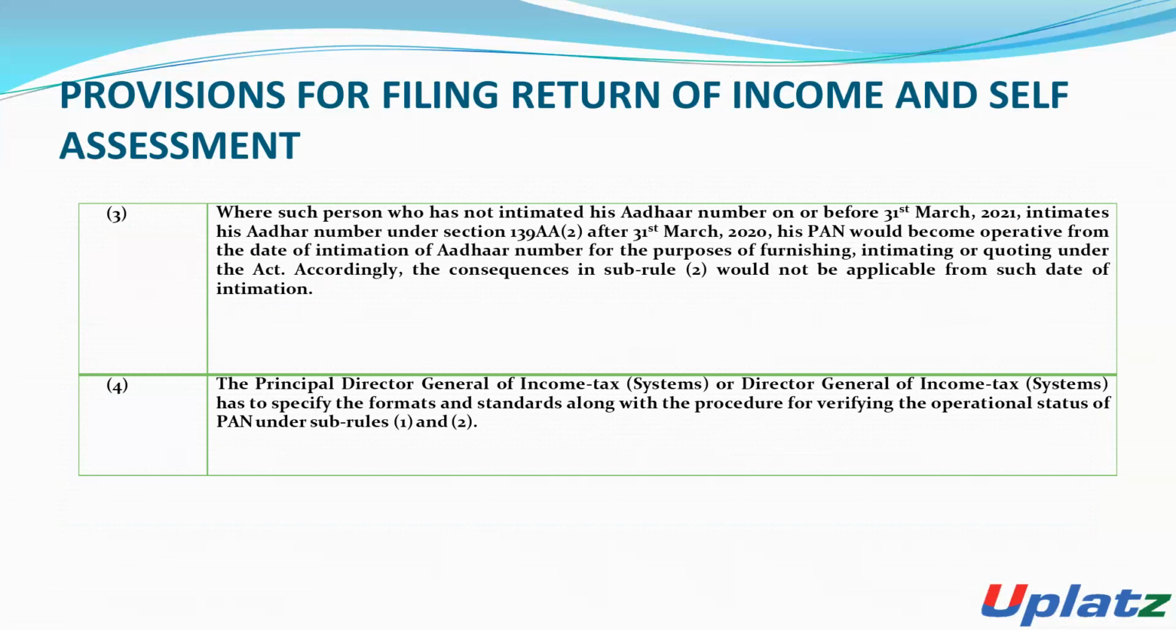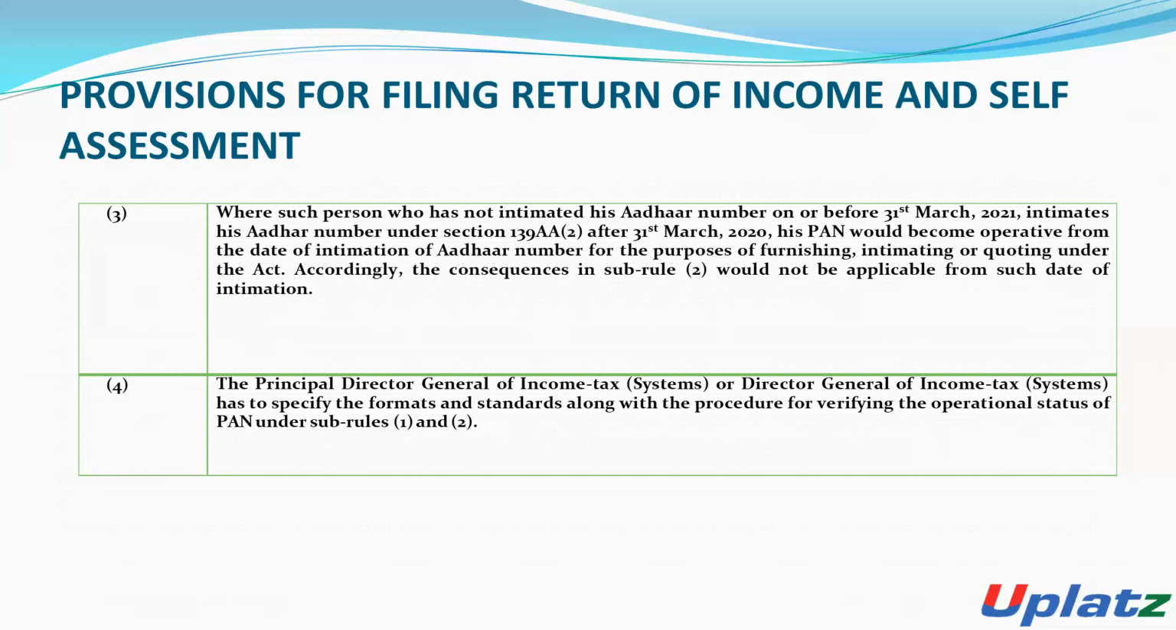Intimates his Aadhaar number under section 139AA subsection 2 after 31st March 2020, his PAN will become operative from the date of intimation of Aadhaar number for the purpose of furnishing, intimating, or quoting under this Act. Means there is a person who has not intimated his Aadhaar number on or before 31st March 2021 and intimates his Aadhaar number under section 139AA subsection 2 after 31st March 2020, then his PAN becomes operative.